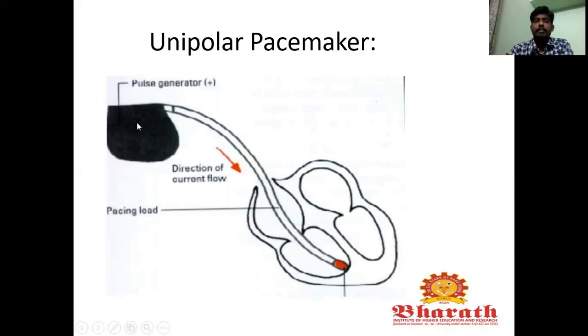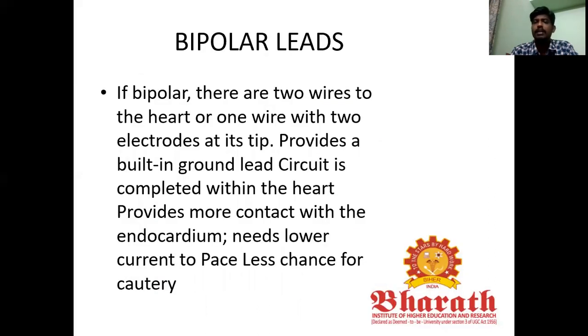This is a unipolar pacemaker. Here, the pulse is generated in a positive condition, and the current flows in a single direction. Next, the other negative pole is a ground. Single lead pacing is connected in a unipolar pacemaker. Bipolar leads: in a bipolar, there are two wires to the heart or one wire with two electrodes at the tip. Again, I am repeating, in unipolar there is a single pacing lead generating the pulse.